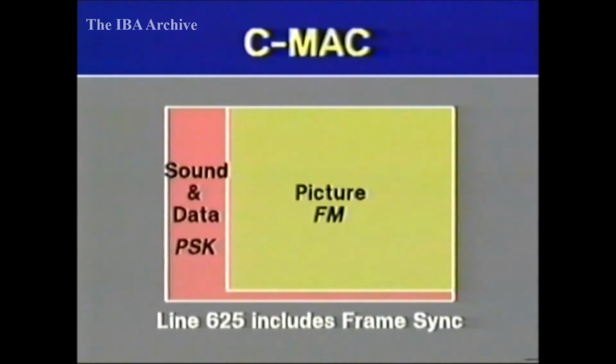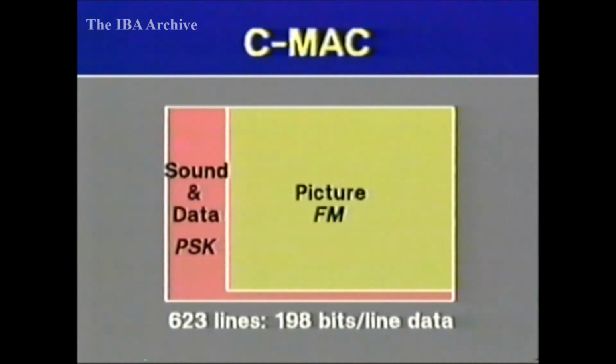Line number 625, made up entirely of digital data, starts with a pattern of 96 bits. These are identified by the receiver as frame sync, and the decoder can then generate its own line sync pulses. Following the synchronization bits, 623 of the 625 lines contain 198 bits, which make up the sound and data channels, each line being divided into 2 groups of 99 bits.